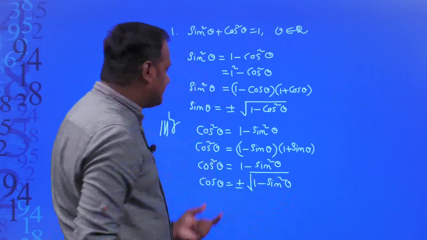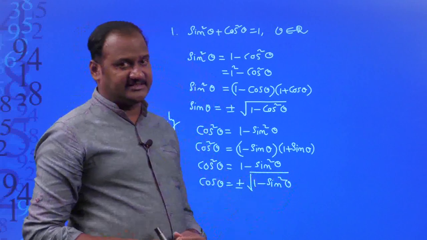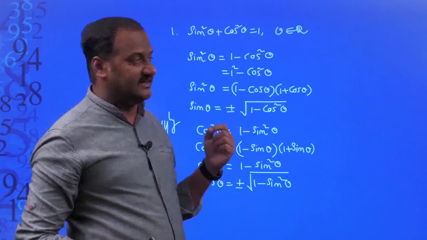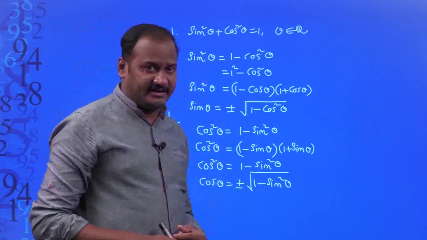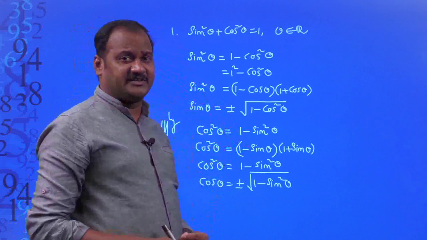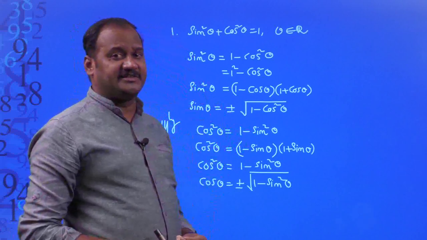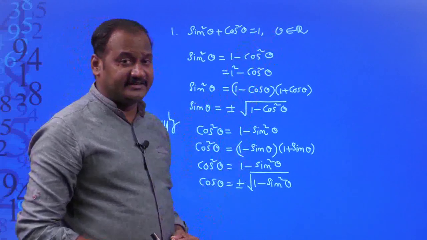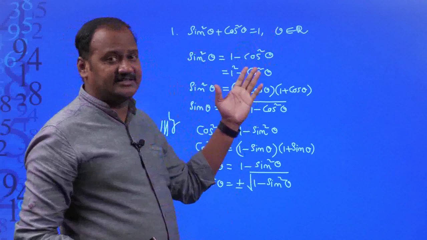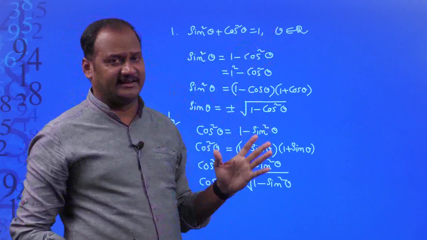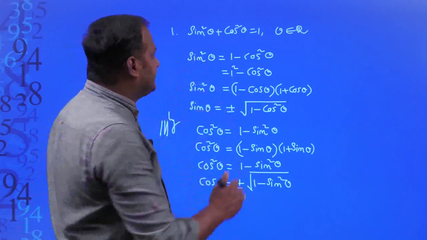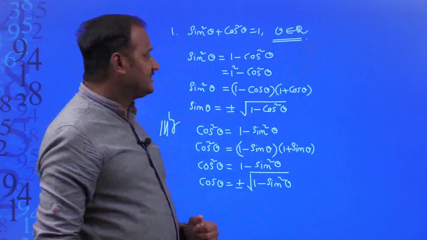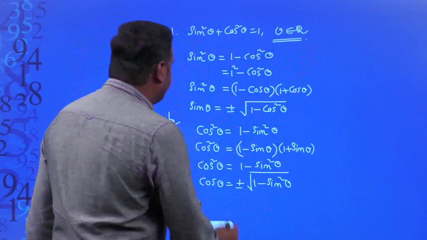So these are the relations showing how to write sin theta in terms of cos theta, and cos theta in terms of sin theta. This is about the first trigonometric identity. I repeat, according to the first trigonometric identity, sin square theta plus cos square theta equal to 1, where the domain of theta can be any real number, because sine as well as cos are both defined for any real angle.